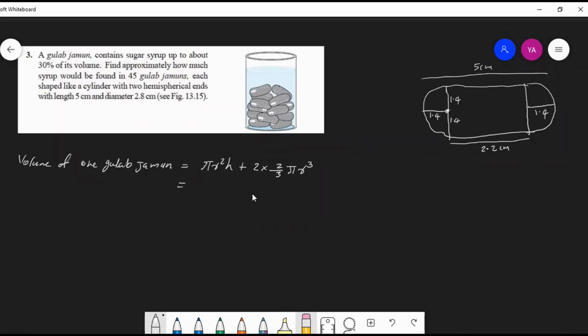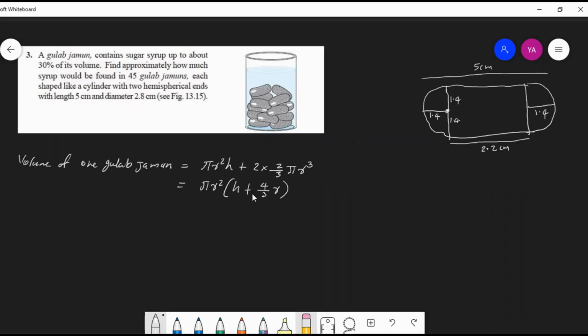Pi r square is possible, right? Okay. Pi r square we can take outside. So inside the bracket it will be h plus what will come here? 4 by 3 plus 4 by 3 r. 4 by 3 pi, so 4 by 3 r.